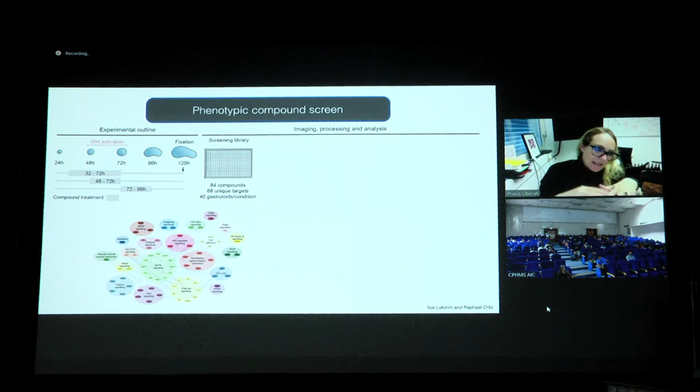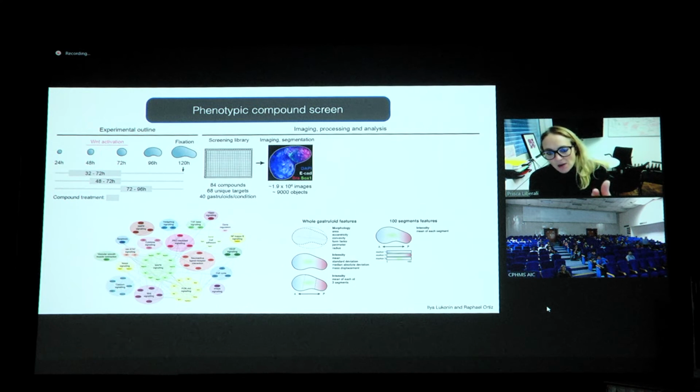To do this, we used a screening library of 84 compounds with 68 unique targets, and we used 40 gastroloids for every condition. This is the library of compounds that we use. These are very strongly enriched in signaling pathways involved both in development and regeneration. With this, we imaged around 9,000 gastroloids, for almost 2 million images. We stained for the 3 germ layers: E-cadherin, brachyury, and SOX1, so endoderm, mesoderm, and ectoderm.